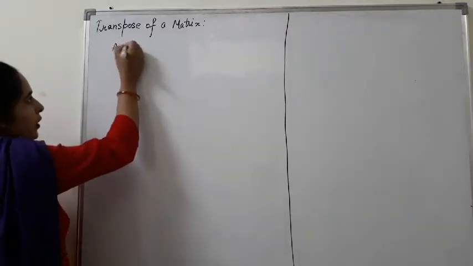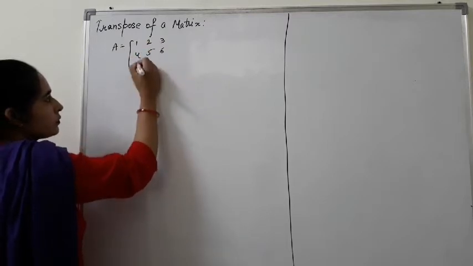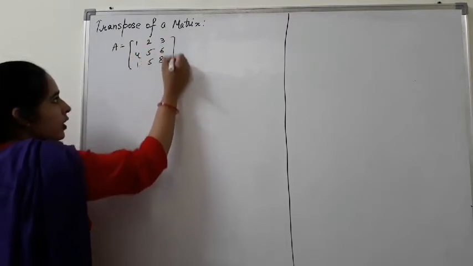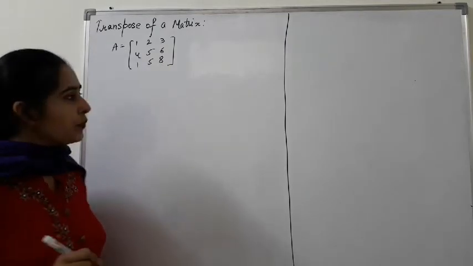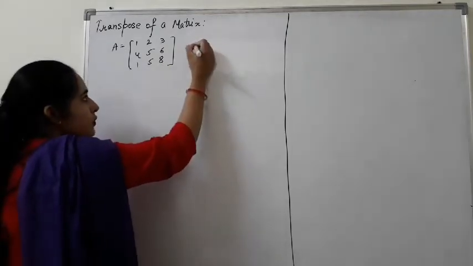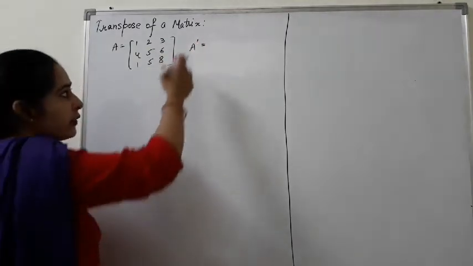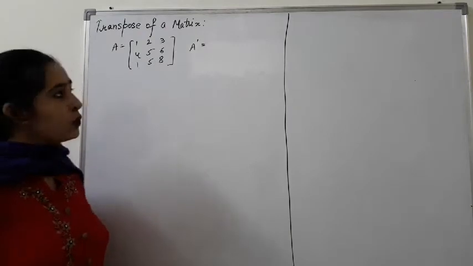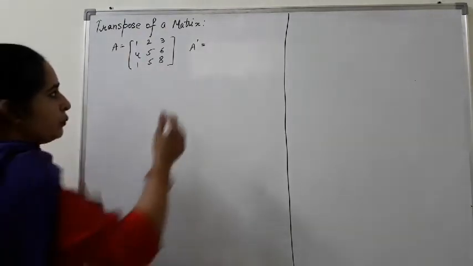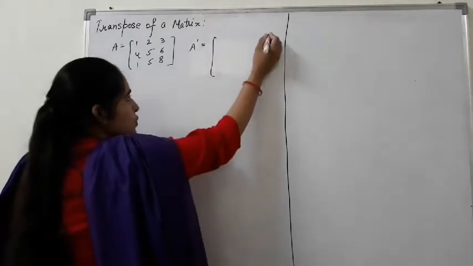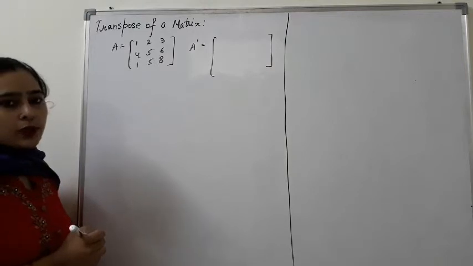Suppose we have a matrix A of this type and we want to find the transpose of the matrix. Firstly, we denote the transpose with dash, A dash or A T. We can write T here also, that also denotes the transpose of a matrix. Now what shall we do? We shall change the rows to columns and columns to rows to get the transposed matrix.